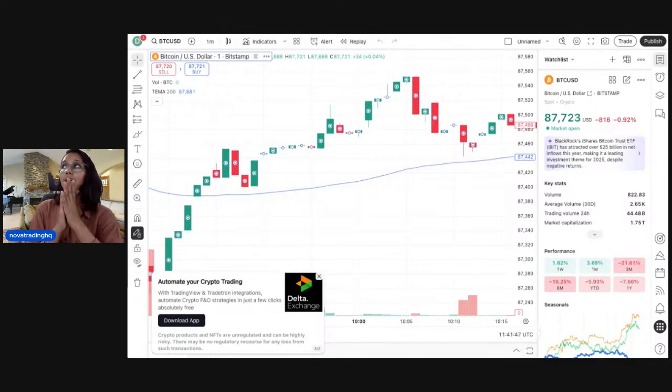Sellers attempt resistance, but they fail to regain control by the close, which we can see here. So structurally, this is the start of the potential trend, but it is still very immature, I would say.